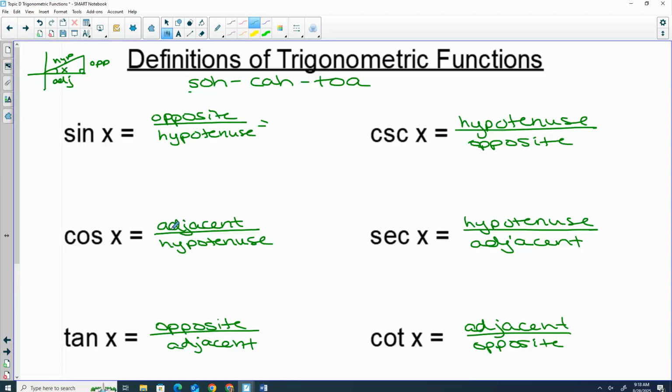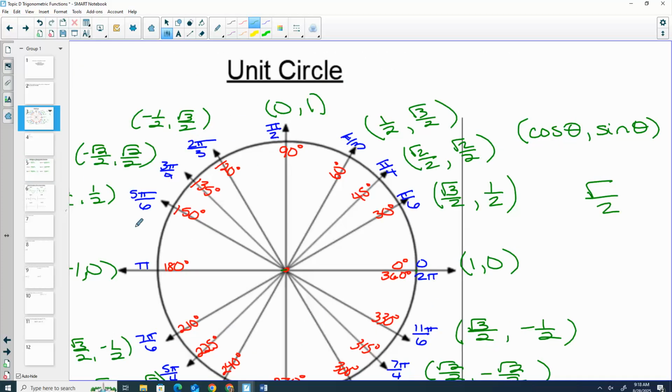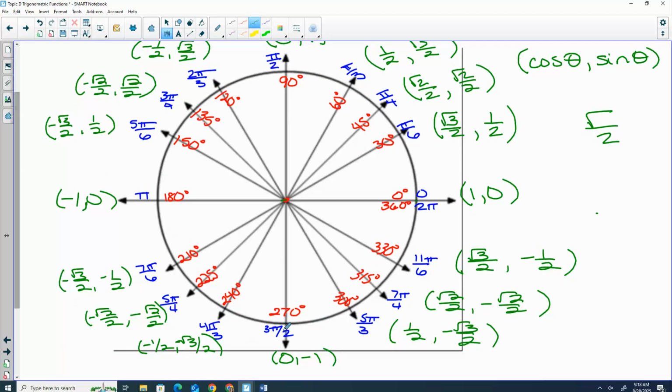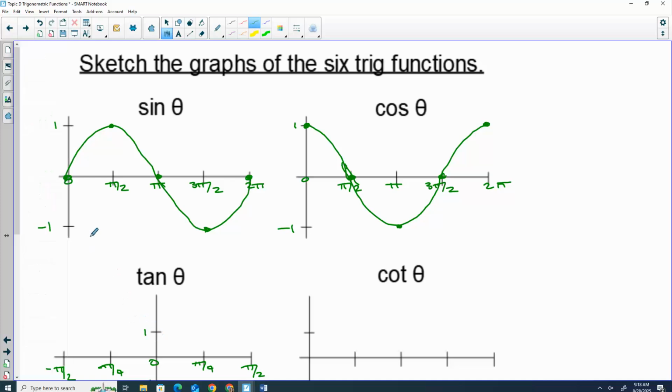So tangent is sine over cosine. We did it in terms of opposite and adjacent here, but you could also think of it as sine over cosine. So if you think about these points, we're asking when our asymptotes happen. Negative pi over 2 is the same thing as 3 pi over 2. If you do sine over cosine, negative 1 divided by 0, that is what? Undefined. We can't do it. So that's an asymptote.